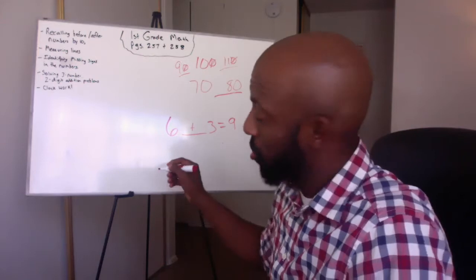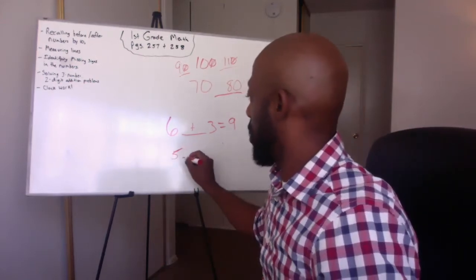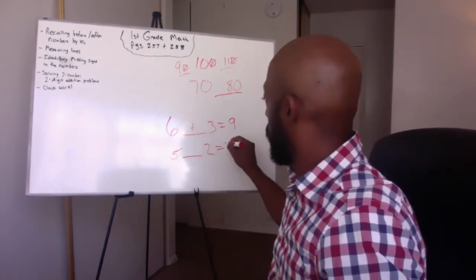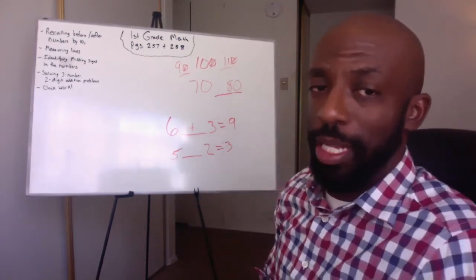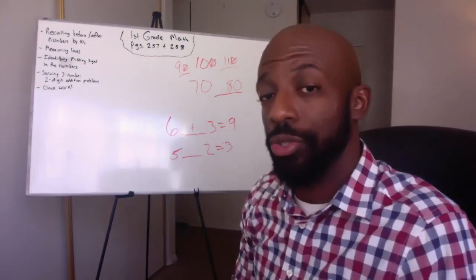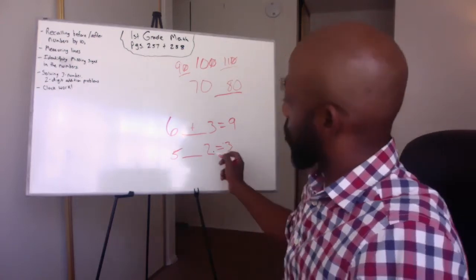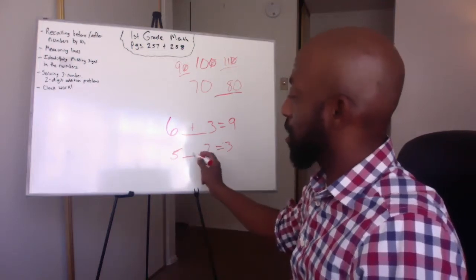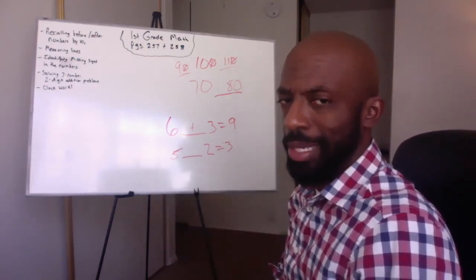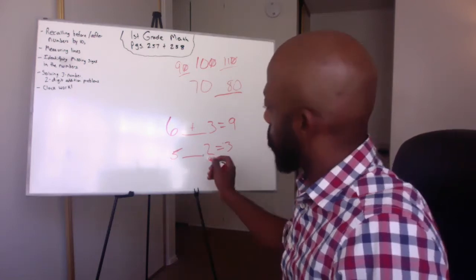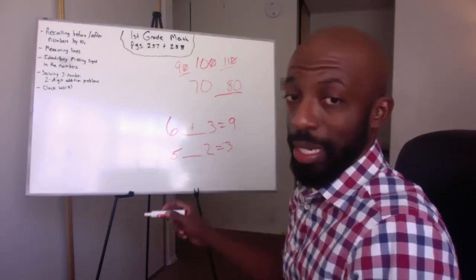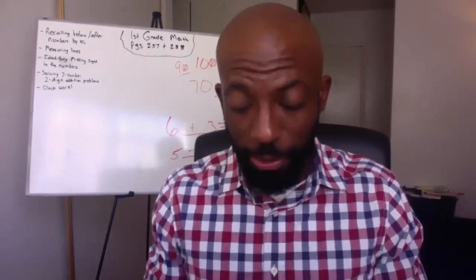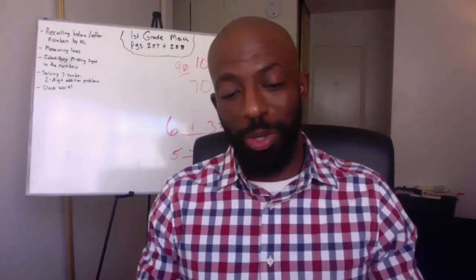Let's try another one. We have 5, and then we don't know what that is. We have 2, and then we equal 3. So let's do plus. 5 plus 2. If we add 2, our answer is going to be more than 3, right? The answer is 3. So 5 plus 2 is going to give us 7. Is that right? No. So we have to look. 5 minus 2 equals 3. Very simple. You guys have done this before. You guys are going to be good with this.